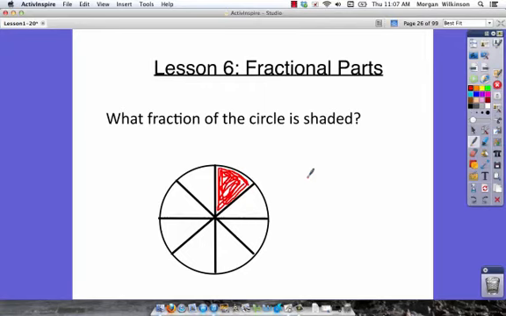Lesson 6 is all about fractional parts. Now, our first question says, what fraction of the circle is shaded? And you can see we have one part shaded here in red, and then we've got a total of 1, 2, 3, 4, 5, 6, 7, 8 parts. So out of the 8 total parts, we have one shaded. So we'd say we have 1 out of 8 shaded. So 1/8 would be our answer. That's our fraction that we have for the shaded parts of this circle.